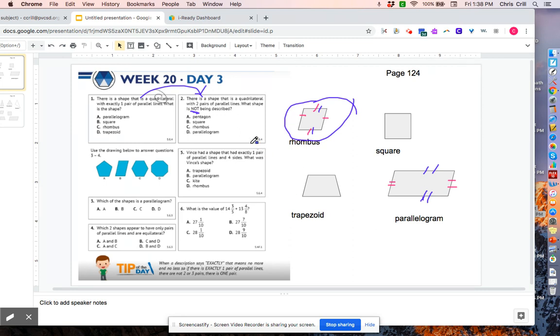Moving on to number 5. So this is kind of interesting. We go from 1, 2, 3, 4, 5. Be careful with those Google forms. Vince had a shape that had exactly 1 pair of parallel lines and 4 sides. What was Vince's shape? It almost looks very similar to this question. Quadrilateral, 1 pair of parallel lines. 4 sides, 1 pair of parallel sides. Be careful.